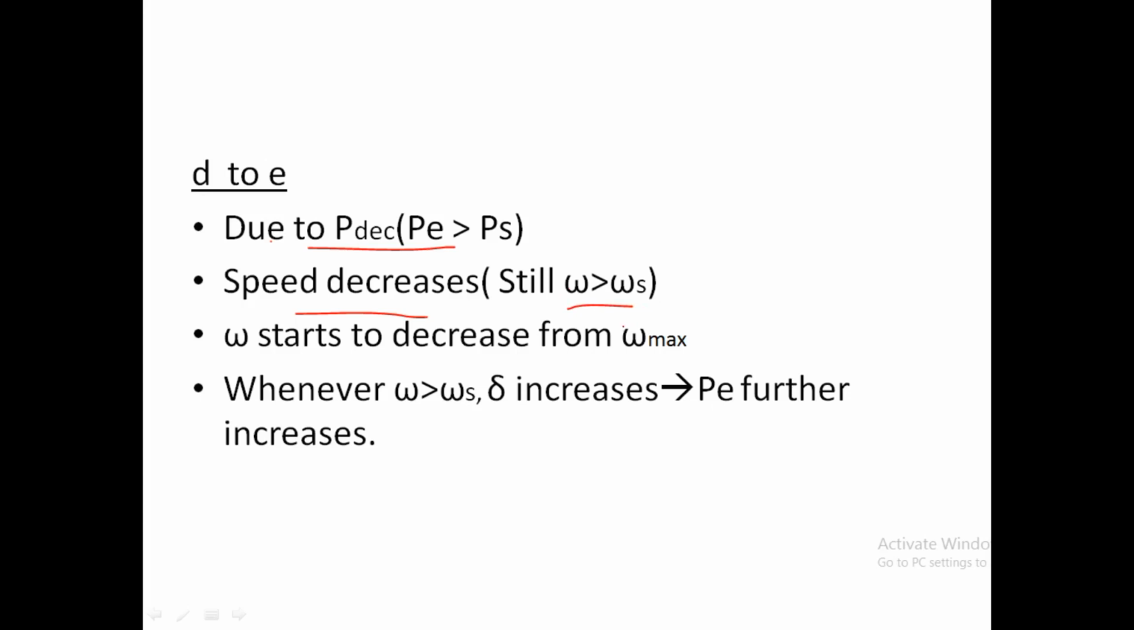Why? In the previous case, due to acceleration, omega starts to increase from omega S and it increases to some value. So now it is more than omega S. From that point, it starts to decrease. From that, we can say still omega greater than omega S, and omega starts to decrease from omega max. That means at that point omega will be maximum and it starts to decrease. Whenever omega greater than omega S, delta increases.